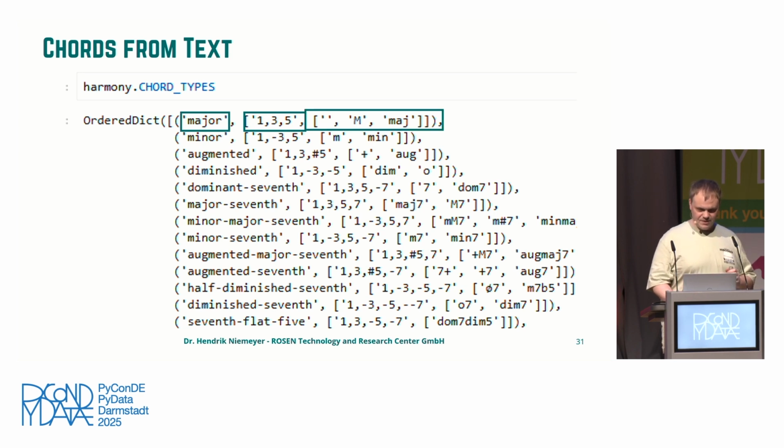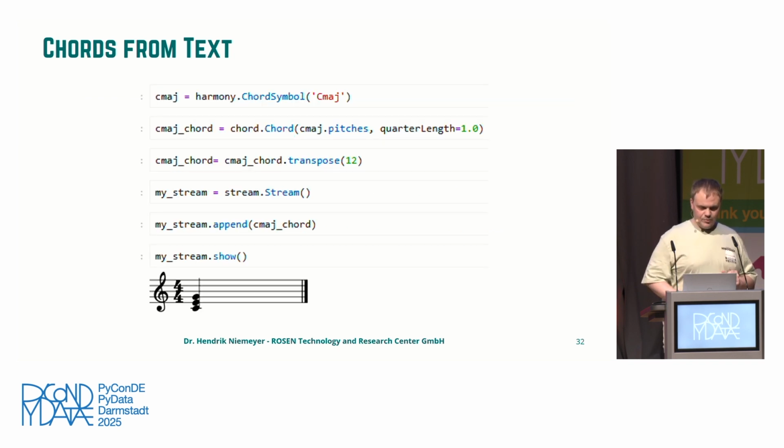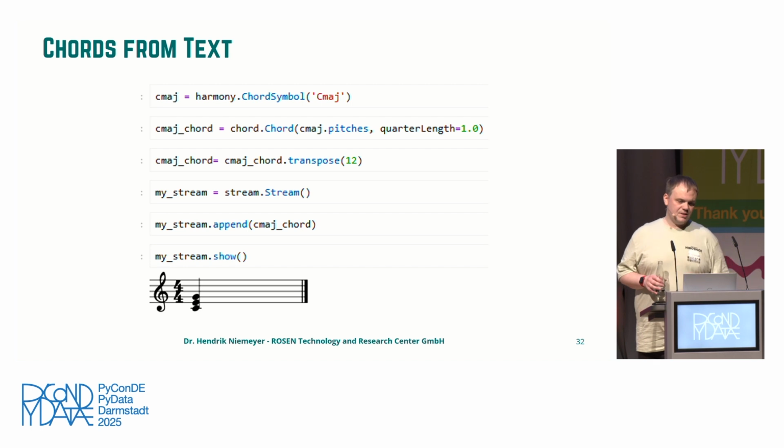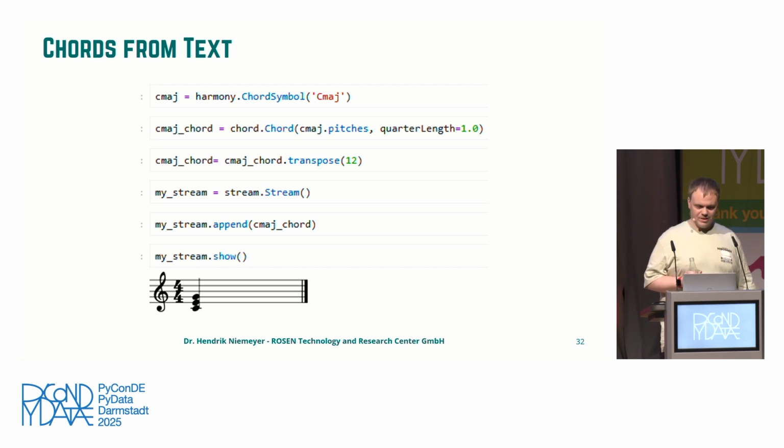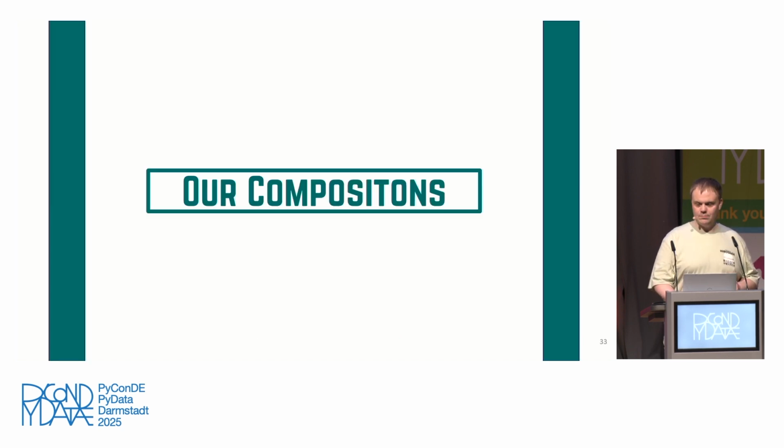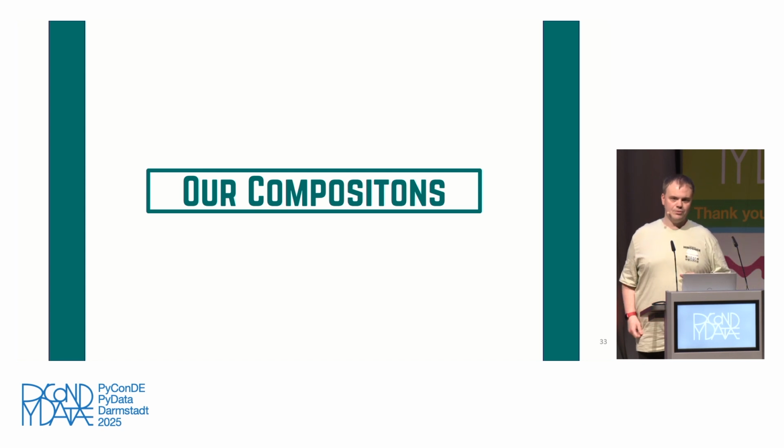And then in the end, the textual description of how we can create the chord, for example, by using M or MAJ or nothing in the description. And if we do that, for example, I can use the harmony.ChordSymbol function, write down C major, then I get a C major chord. From this chord symbol object, I can create my chord and append it to a stream, show it, or play it musically. Yeah, and that is the general introduction to the package.